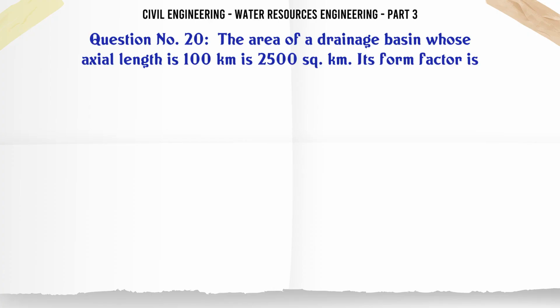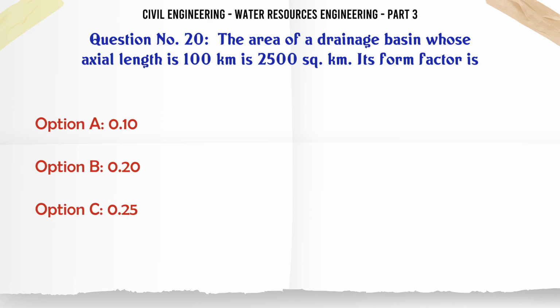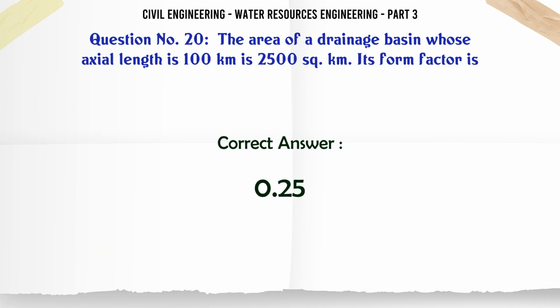The area of a drainage basin whose axial length is 100 km is 2500 sq km. Its form factor is A. 0.10, B. 0.20, C. 0.25, D. 0.30. The correct answer is 0.25.